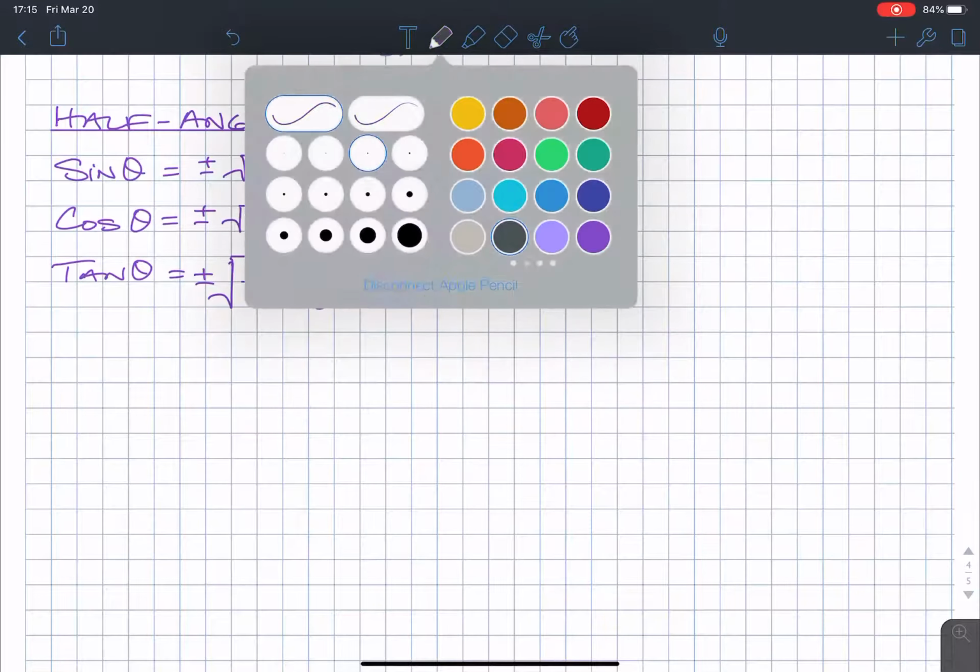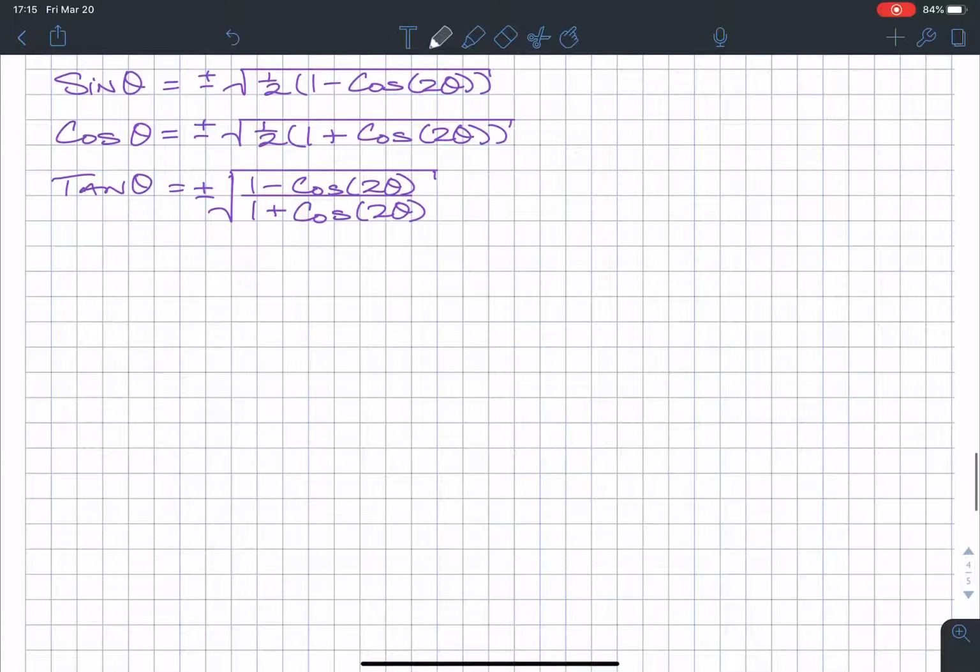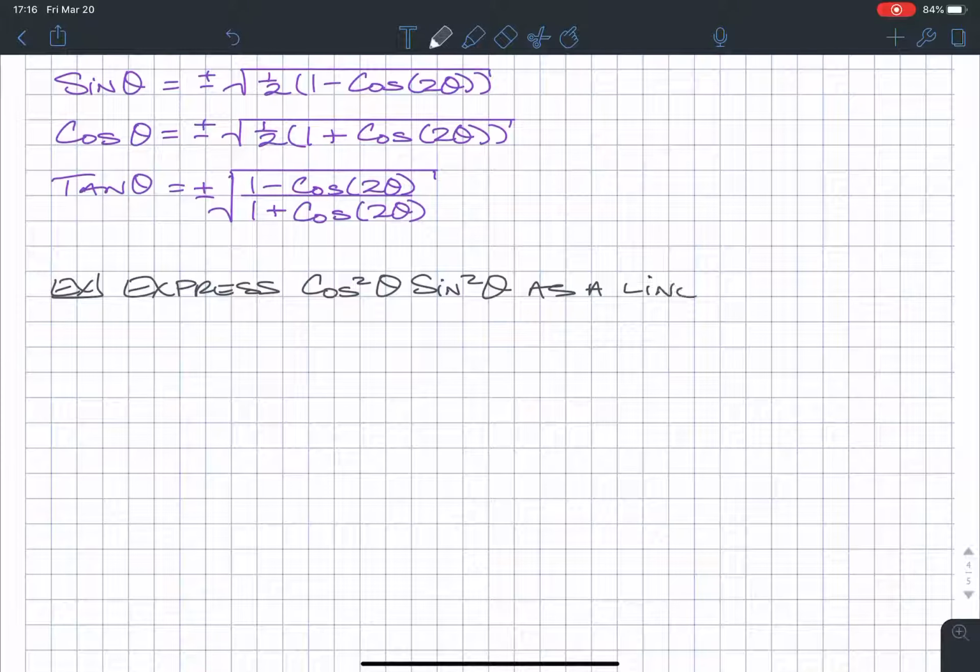Okay, so I'm just going to continue on. So for example, express cosine squared theta times sine squared theta as a linear expression, meaning no powers more than 1 in cosine.